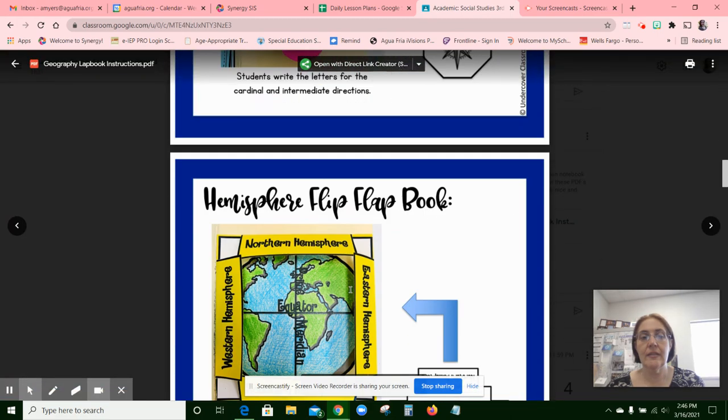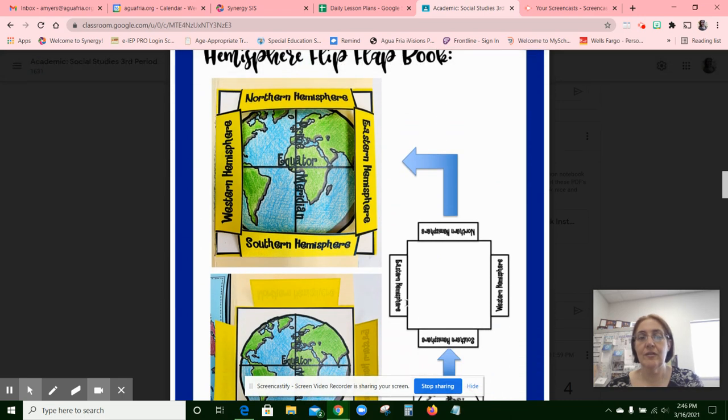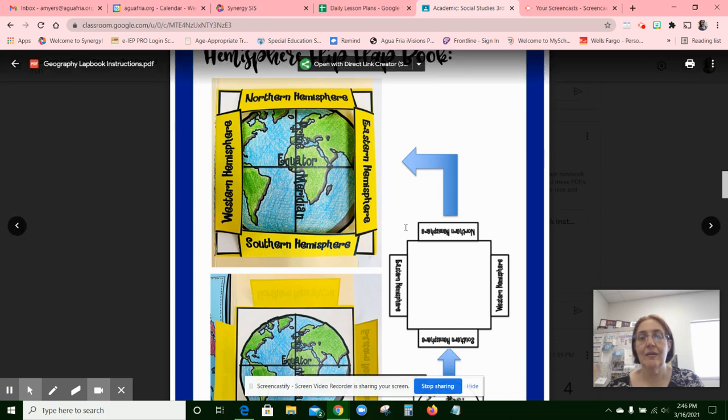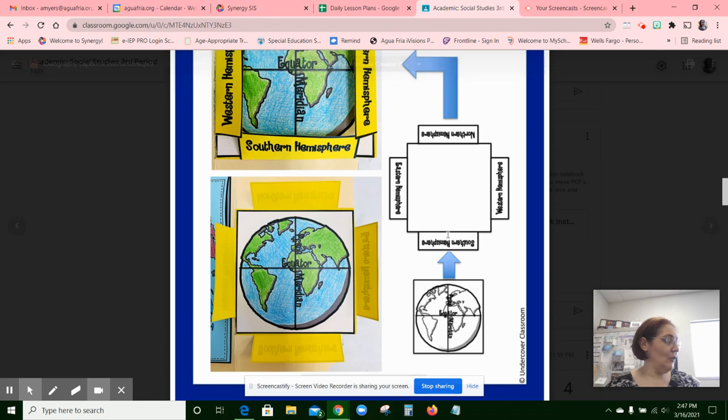And this is the hemisphere flip flap. All right, so this is the back. You're going to take this back and glue it on your page, and you're also going to glue the equator, or the globe, onto it. So it'll look something like this. And it'll flip, so you can open it up. You will need to color this.